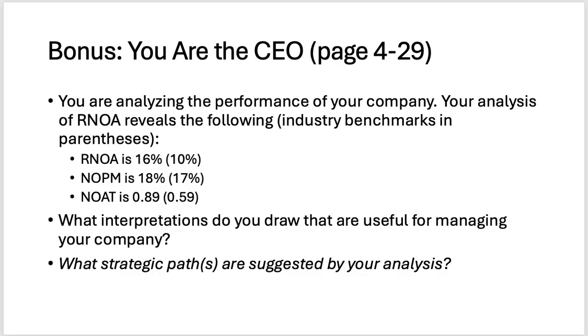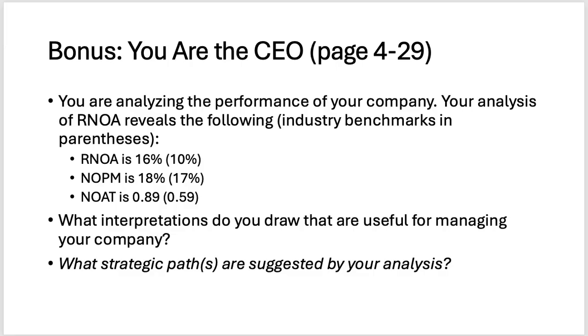Your return on net operating assets is 16%, while the industry benchmark is 10%. Your net operating profit margin is 18%, whilst the industry average is 17%. And your net operating asset turnover is 0.89, whereas the industry average is 0.59.